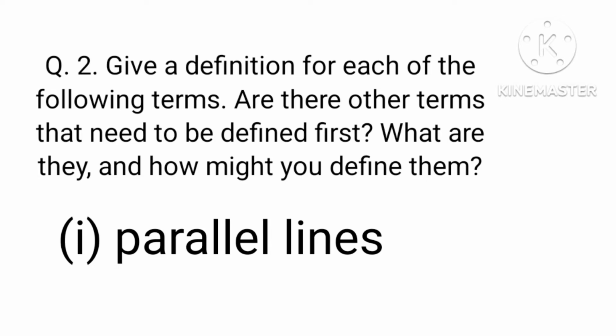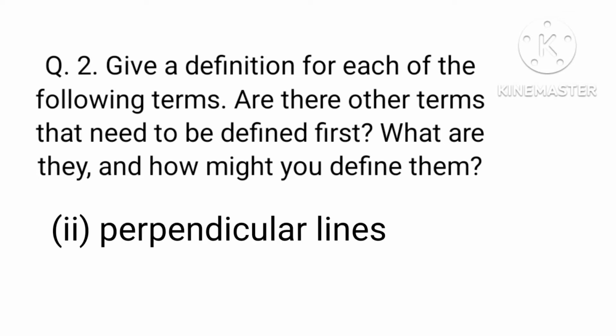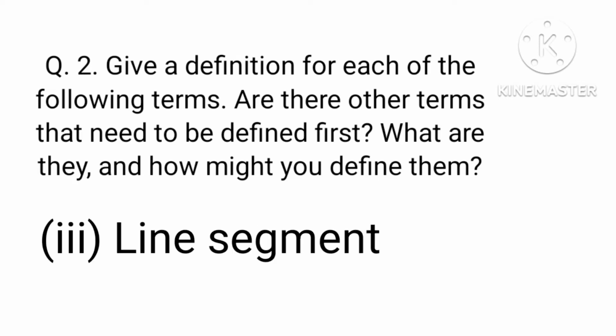And we have to define point and straight line. From Euclid's definitions, a point is that which has no part, and a line is a breadthless length. Second term, perpendicular lines. If the angle between two lines is 90 degrees, then the two lines are perpendicular to each other. Third term, line segment. A line with two endpoints is a line segment.